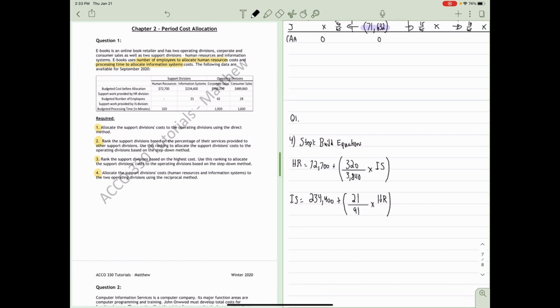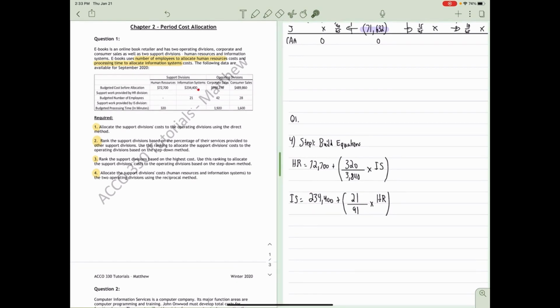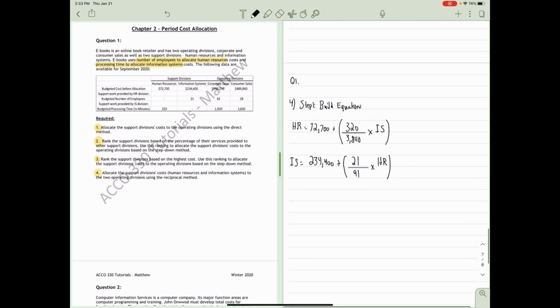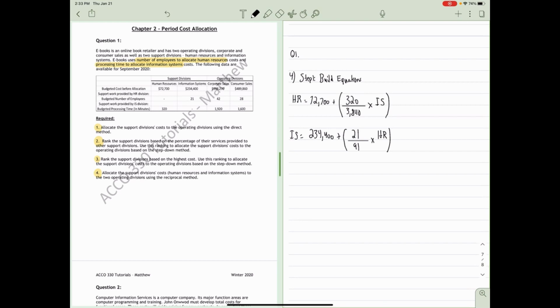You always have to ask yourself, how much do you use of the other support department? So it's the cost of the support department plus how much they use of the other support department. So IS is the cost of IS before any allocations, plus the amount they use of HR. Now all we have to do, guys, is linear algebra. I actually already have it solved, but maybe I'll just solve it here.